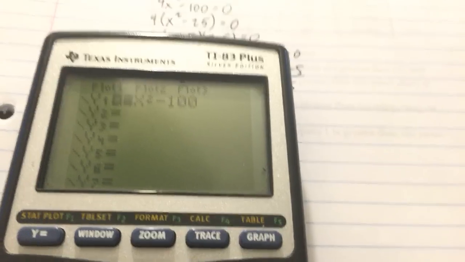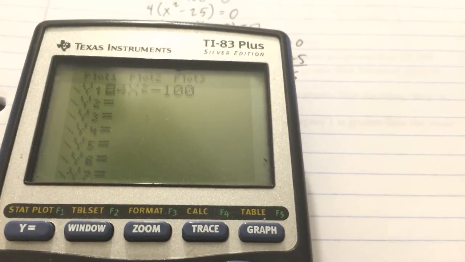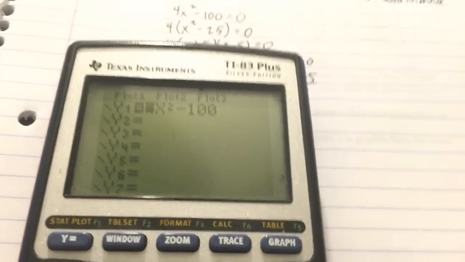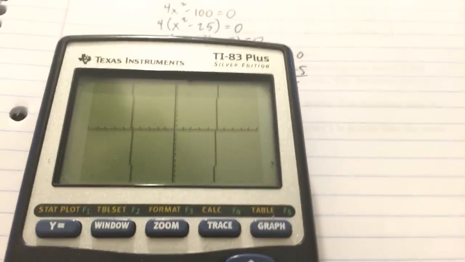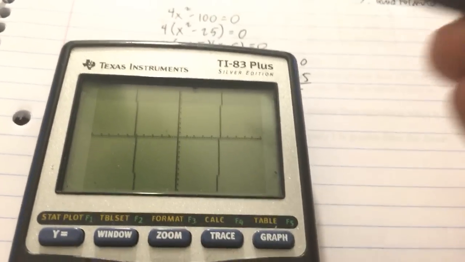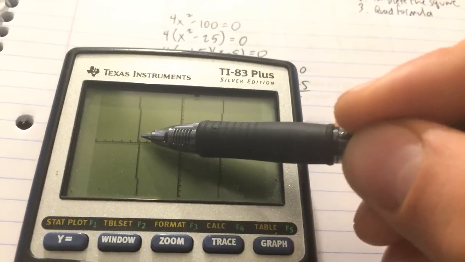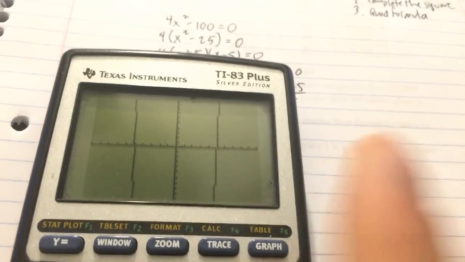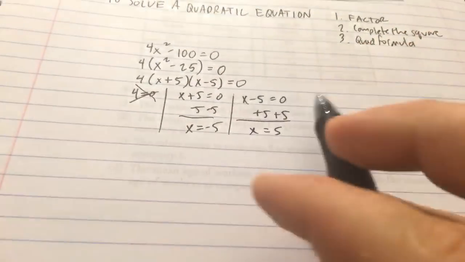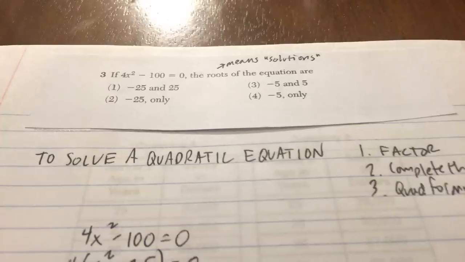A shortcut way would be to put it into your calculator, 4x squared minus 100, graph it, and then look. I know you really can't see the entire thing, but notice where it crosses the x-axis, negative 5 and positive 5. Those are the answers we had. It would be choice 3.